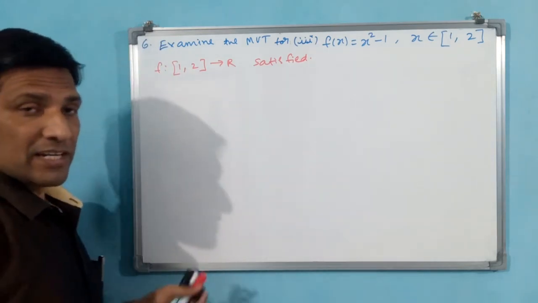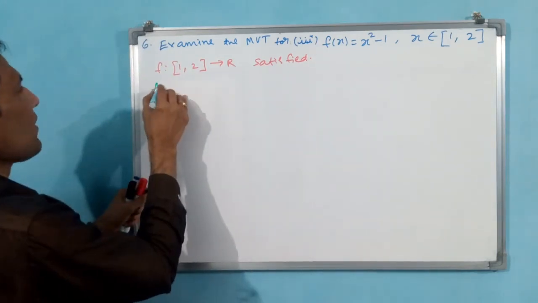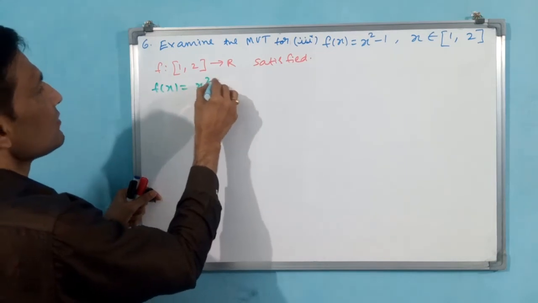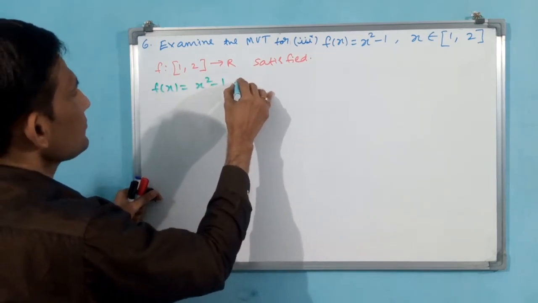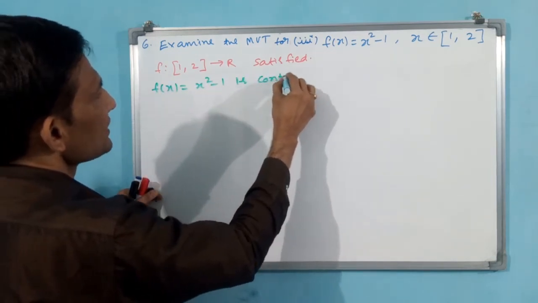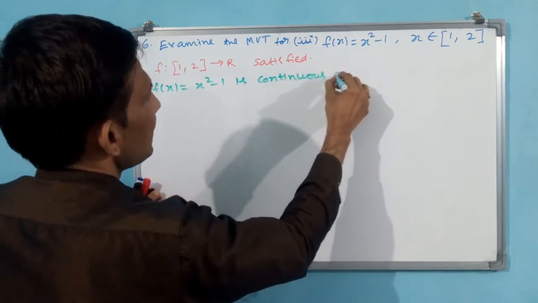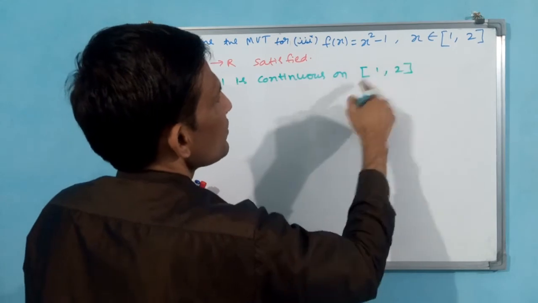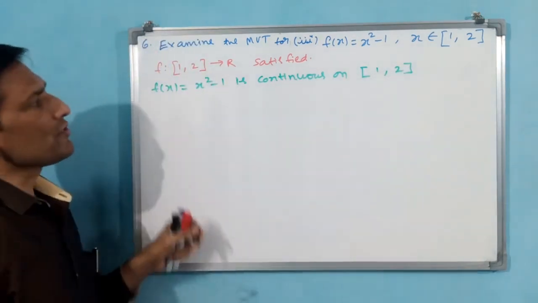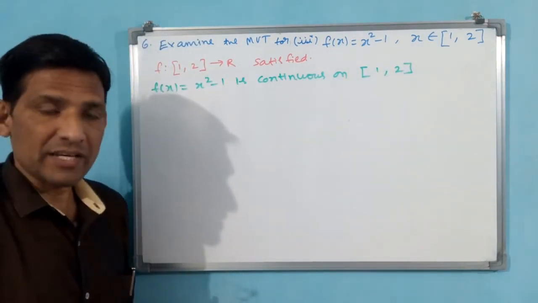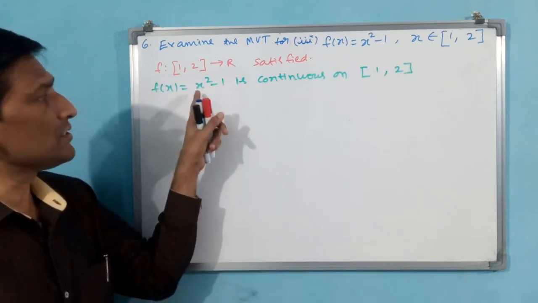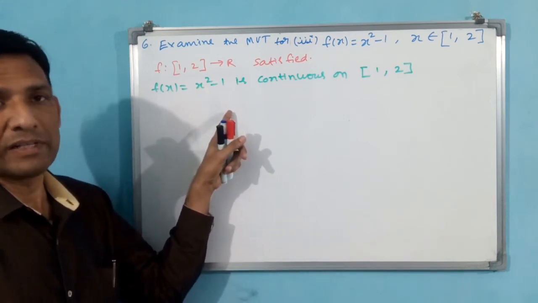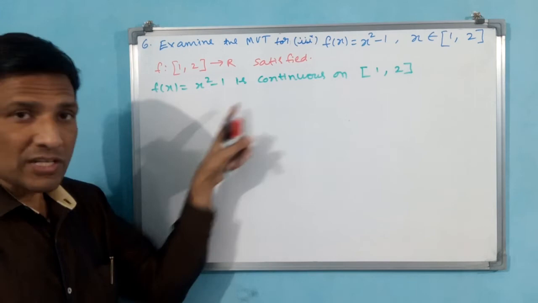Next, the second condition is continuity. f of x is equal to x square minus 1 is continuous on the closed interval 1, 2. Is it correct that it is continuous? Yes, definitely correct. Why? Because this is an ordinary polynomial function.